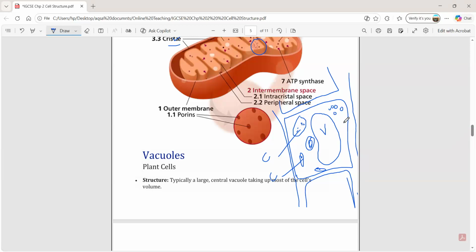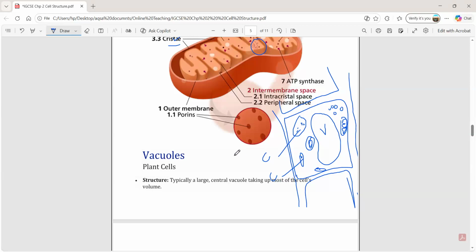And they also have a specific organelle, what we call them? Mitochondria, okay, where respiration will occur. And this is the vacuole. So this large structure, what we call them, that is the vacuole. It is present in plant cell.